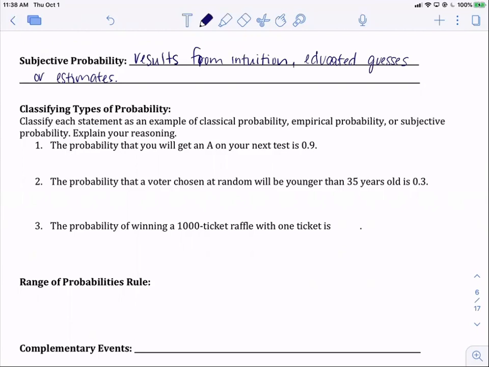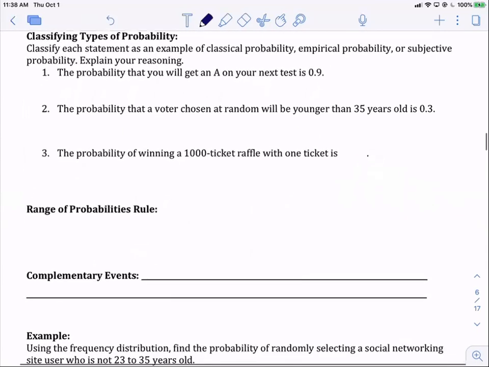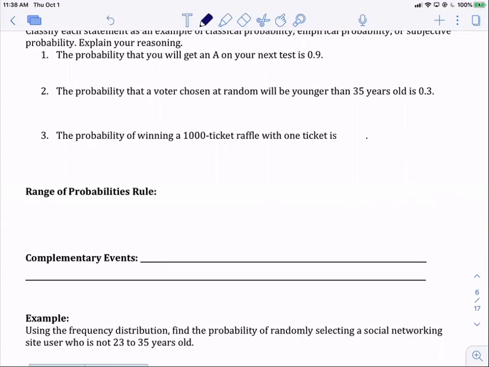The other couple things that you need for your homework: the range of probabilities rule. All your probabilities have to be between 0 and 1. They can't be negative, and they can't be greater than 1 or greater than 100%.